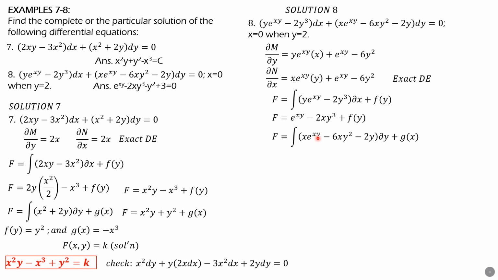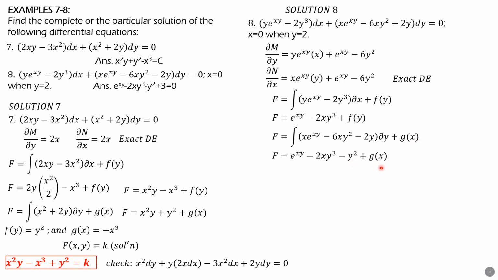Then minus 6x is constant, then the integral of y squared dy is y cubed over 3. That makes it negative 2x y cubed. Then minus 2y squared over 2, so minus y squared. So that means the integral is e to the xy minus 2x y cubed, then minus y squared plus g of x.